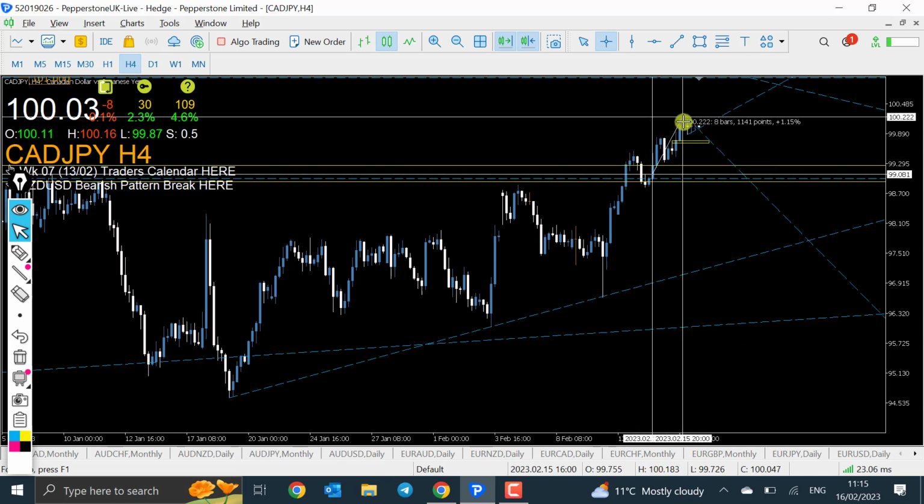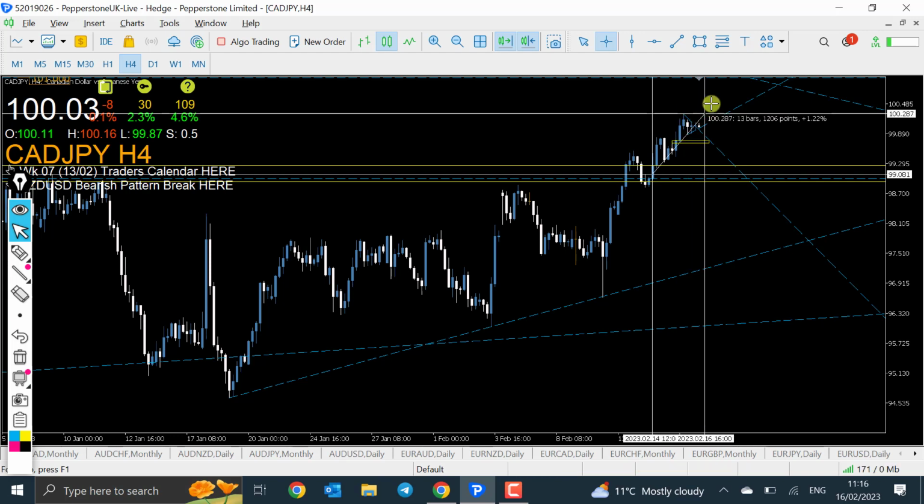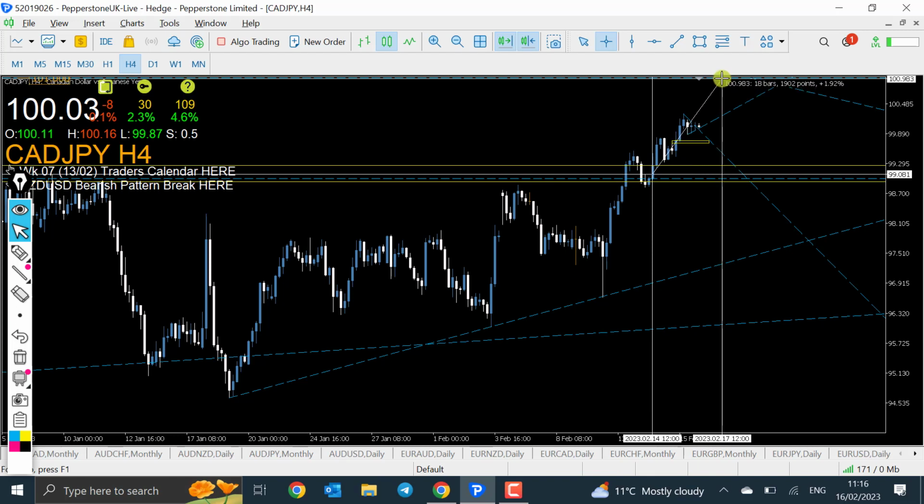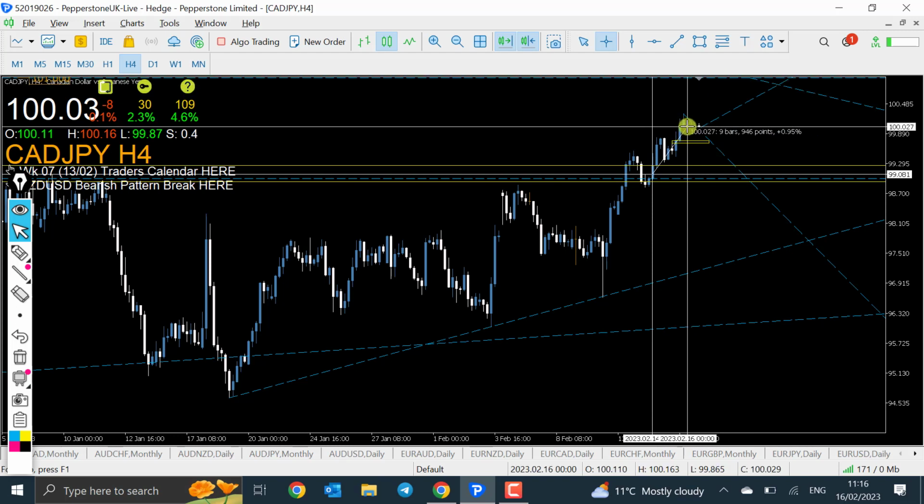So if you're taking a position on the retest on this H4 chart, you would be about 116 pips up at the moment, targeting the 101. It gives us 192 pips potential here.